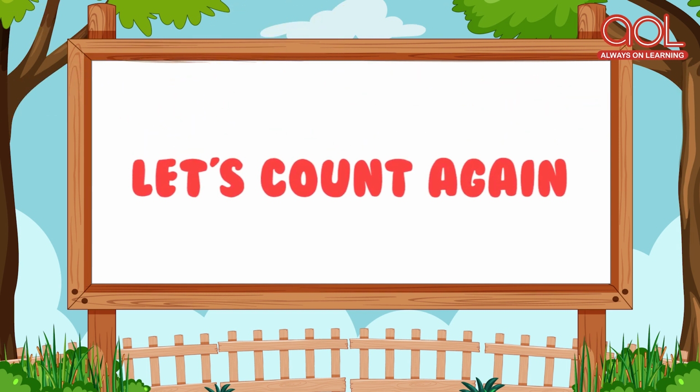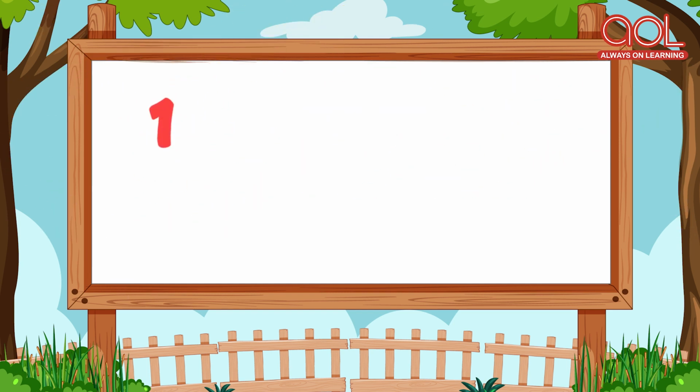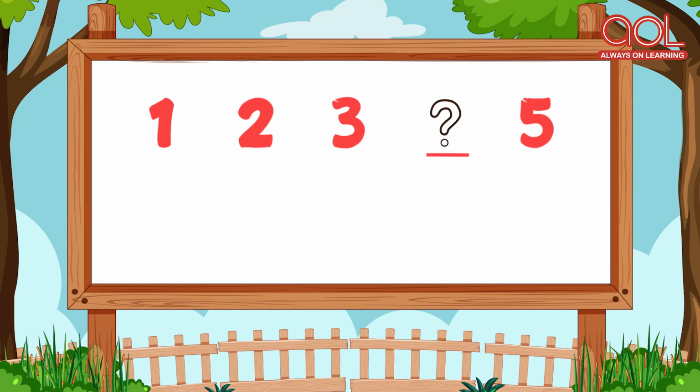Let's count again. 1, 2, 3, 5. Oh, up to 5. I think one more number is missing. Kids, can you tell me which number is missing? Yes, you are correct. It's number 4. Number 4, we got you. Come back to your place.